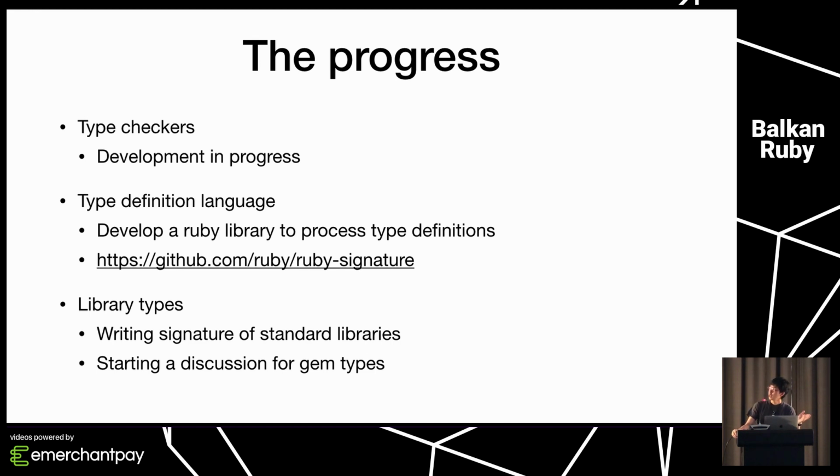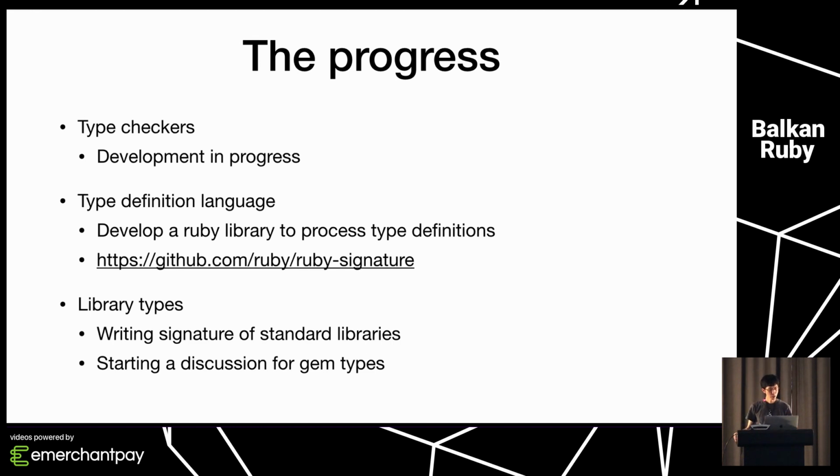Okay, so we develop about four type checkers: Sorbet, RDL, Type Profiler, and Steep. Each of the type checker developers develops their own tools independently. We share some experience, we have some discussions, and we are working on that.